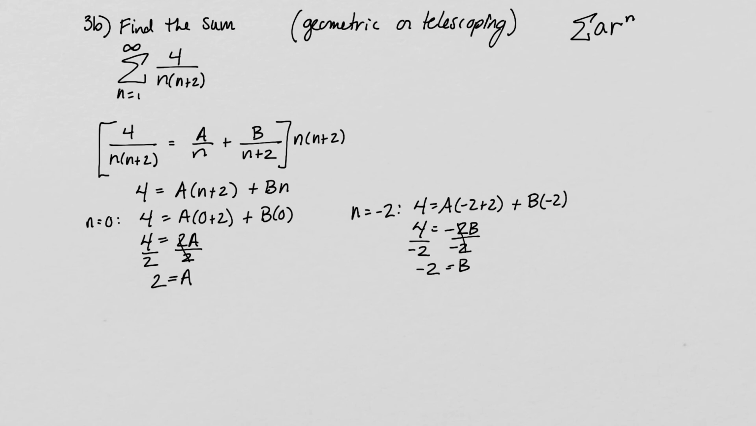So our original series, n equals 1 to infinity of 4 over n times n plus 2, is really going to be the series n equals 1 to infinity of 2 over n minus 2 over n plus 2. Does that make sense? Questions so far?